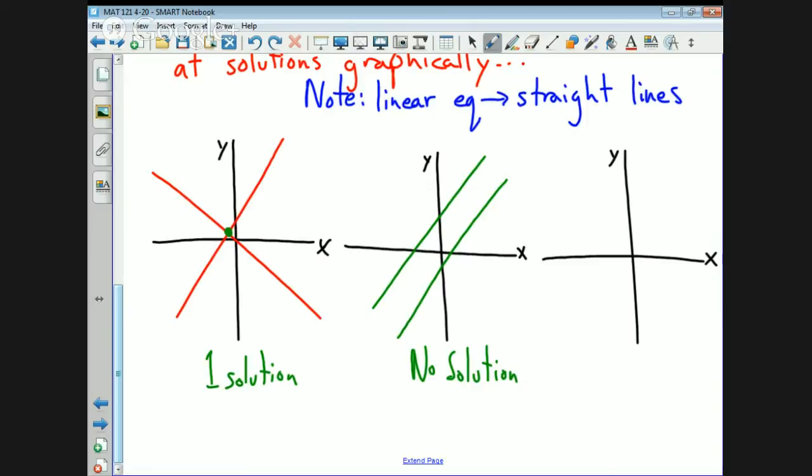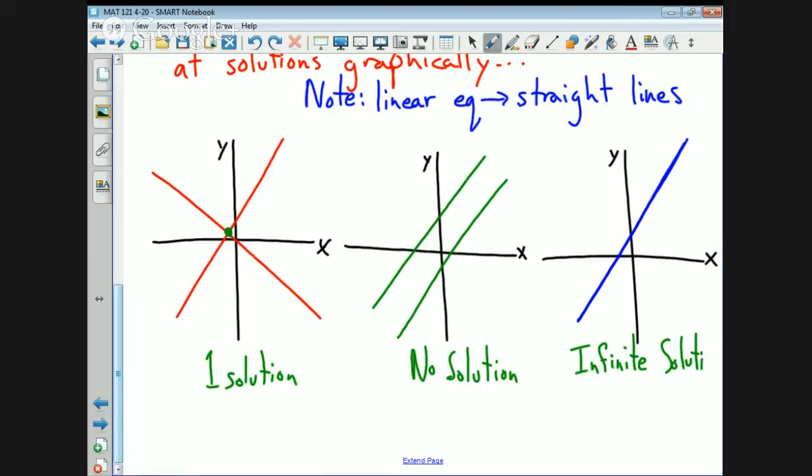And the last possibility, and you got to make sure that you're really watching this closely right now. If you've got your eye on something else, make sure you're watching this because this is going to be a little crazy. All right, so I got one line there, and then I got another line right on top of it. That case would be called the infinite solutions.